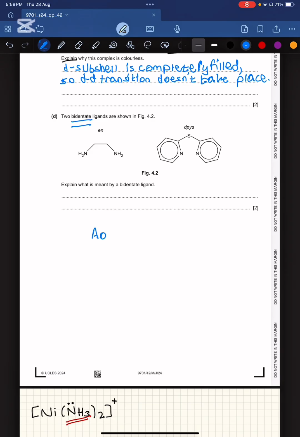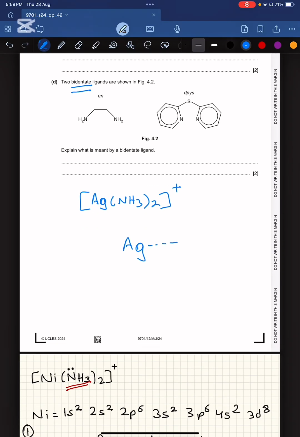Let's say I have Ag(NH3)2+. This means I would have an Ag here, an ammonia molecule here and an ammonia molecule here. Since this is a linear complex, it has two dative bonds. Two dative bonds, two ligands, what does that mean? It means both of these are monodentate ligands. Each ligand forms one dative bond.